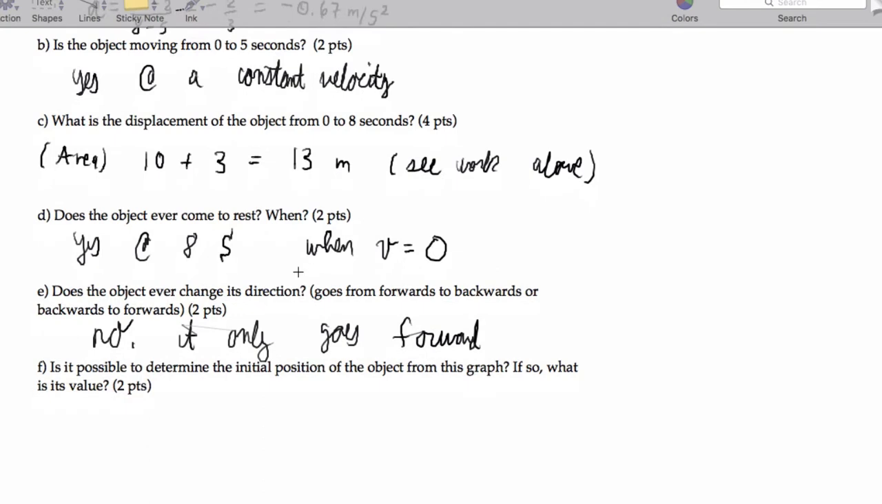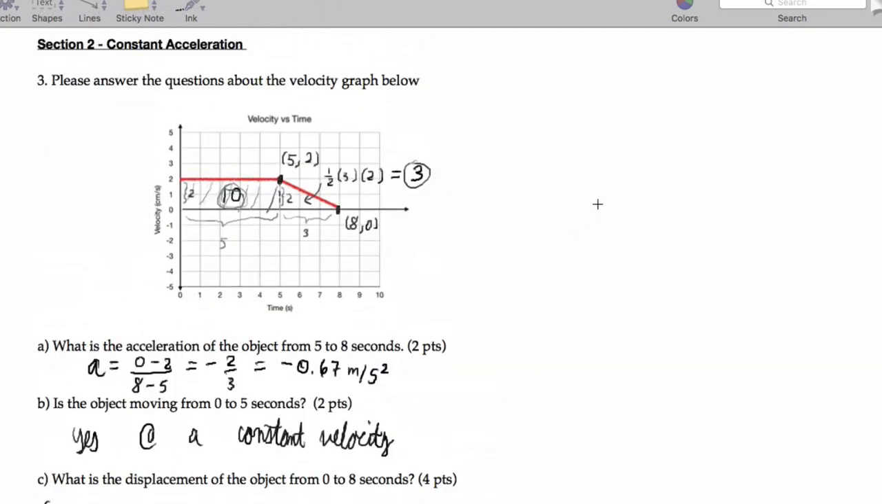Lastly, is it possible to determine the initial value of the object from this graph? No. It is a velocity graph, so you cannot. So that cannot be done. All right, so that is question number 3.